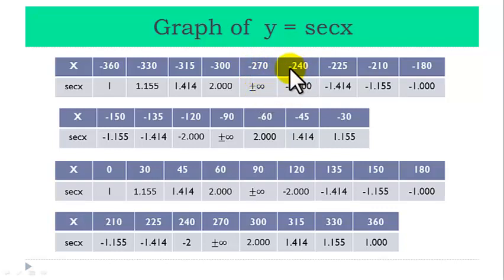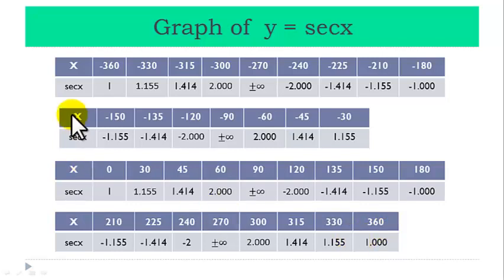For x equals minus 240, sec x is minus 2.000. For x equals minus 225, sec x is minus 1.414. For x equals minus 210, sec x is minus 1.155. For x equals minus 180, sec x is minus 1.000. We continue until we get to 360, where sec x is 1.000.